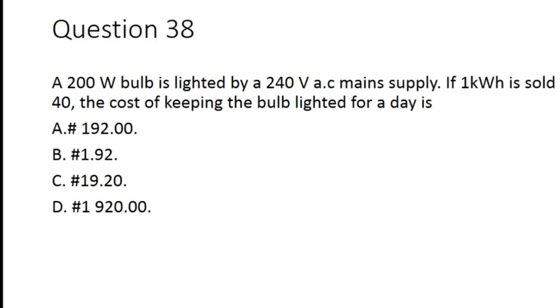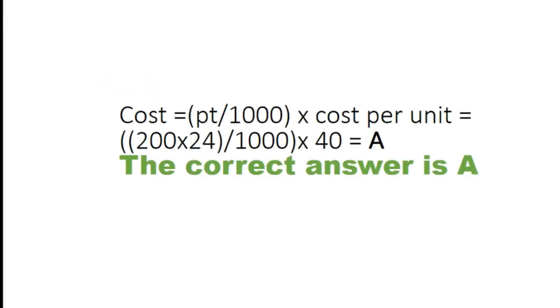38. In the diagram above, a 200 watts bulb is lighted by a 240 volt AC mains supply. If 1 kilowatt-hour is sold at 40 naira, the cost of keeping the bulb lighted for a day is A. 192 naira, B. 1.92 naira, C. 19 naira 20 kobo, D. 1,920 naira. The correct option here is A.